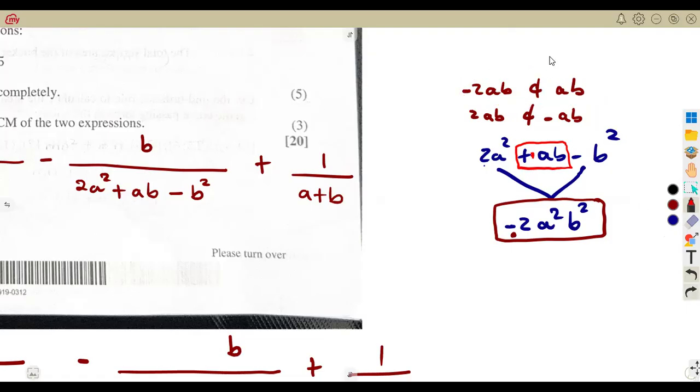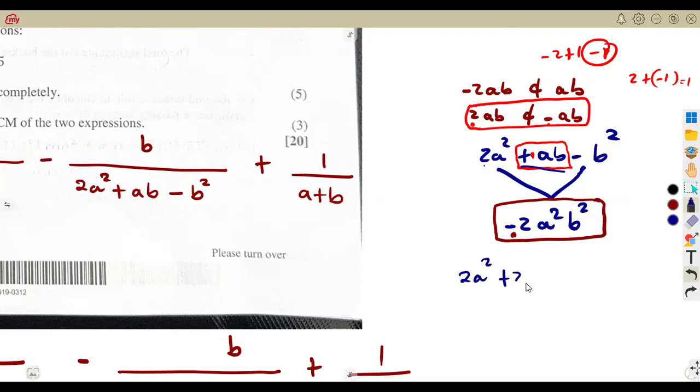If you add, is it going to be from minus 2 and 1? No. Minus 2 plus 1 is what? It's minus 1. So we need 2 and what? Minus 1. 2 plus minus 1 is what? It's 1. So this one is going to give us AB at the end. So these are the terms that you replace into the middle term. So it is going to be 2a squared plus 2ab minus ab. All right. Then we've got minus b squared at the end, like this.